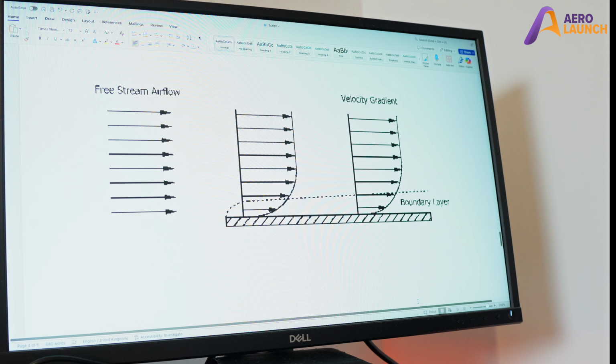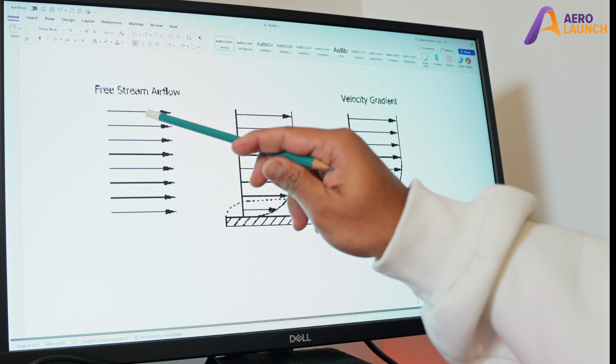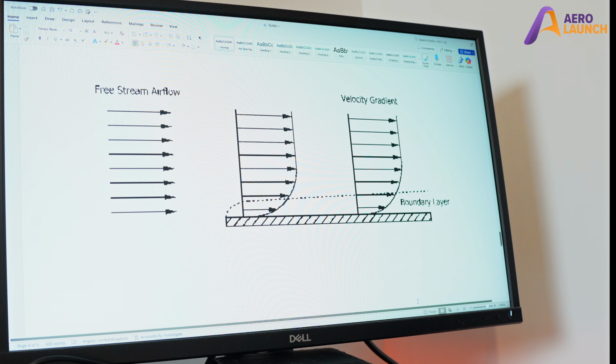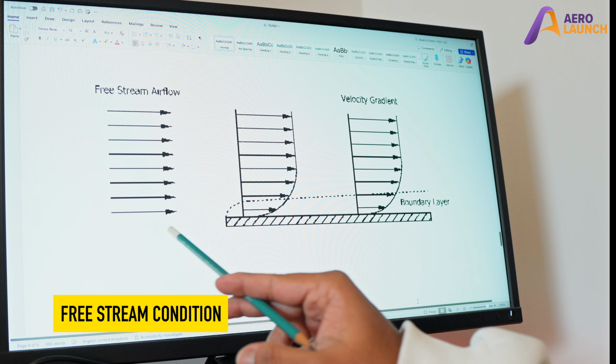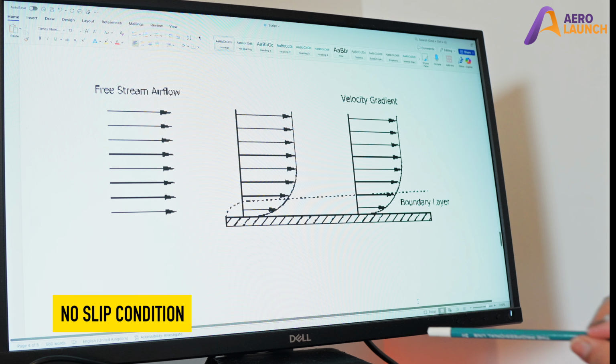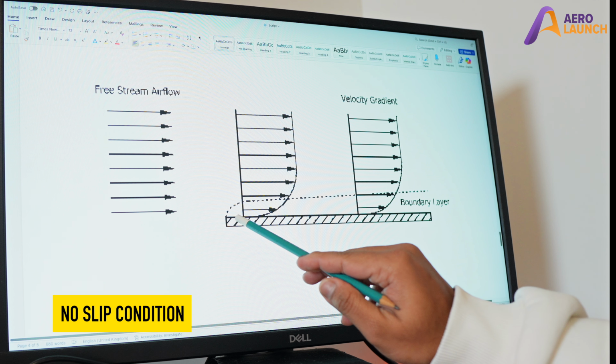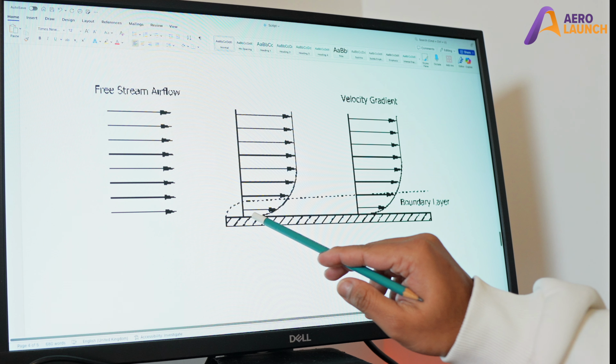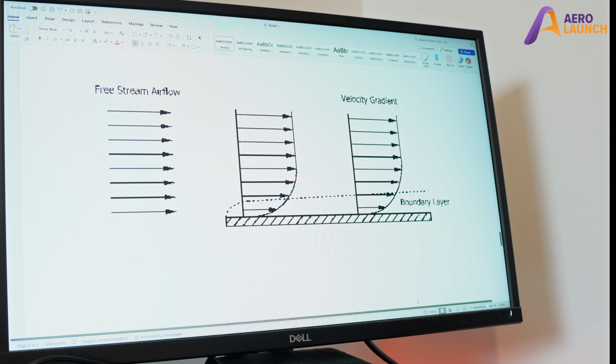There are 3 things I want you to know. That is free stream condition. Free stream condition is air before it reaches the surface, so it will have normal air velocity. The second one is no slip condition. No slip condition is the layer that is directly in touch with the surface, so it will have 0 velocity.